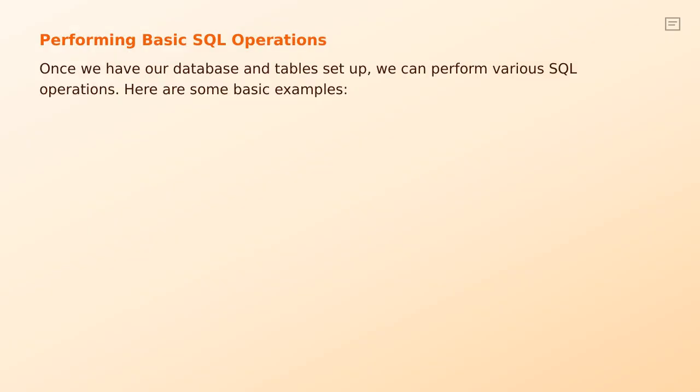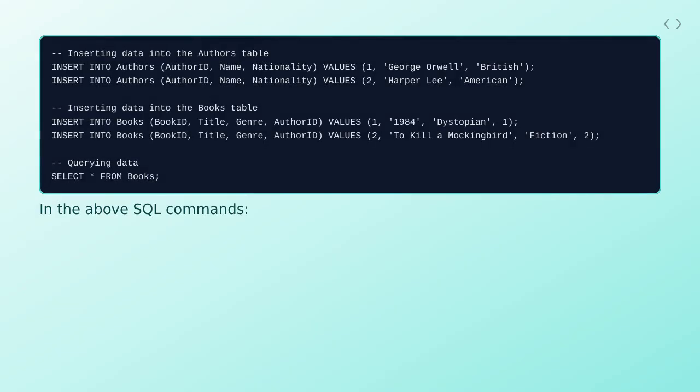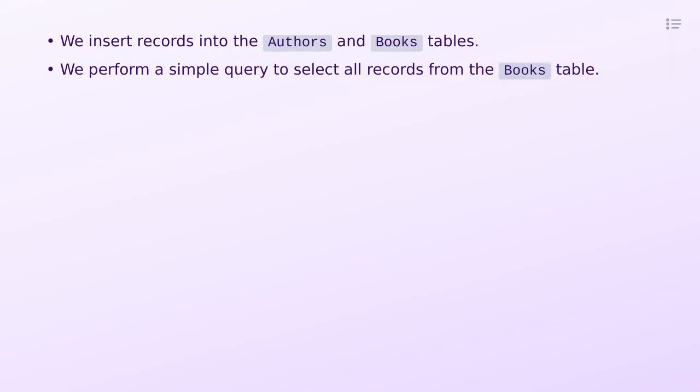Let's move on to performing basic SQL operations. Once we have our database and tables set up, we can perform various SQL operations. Here are some basic examples. The samples on screen walk through this step. Take a moment to read through them. In the above SQL commands, first, we insert records into the authors and books tables. Next, we perform a simple query to select all records from the books table.